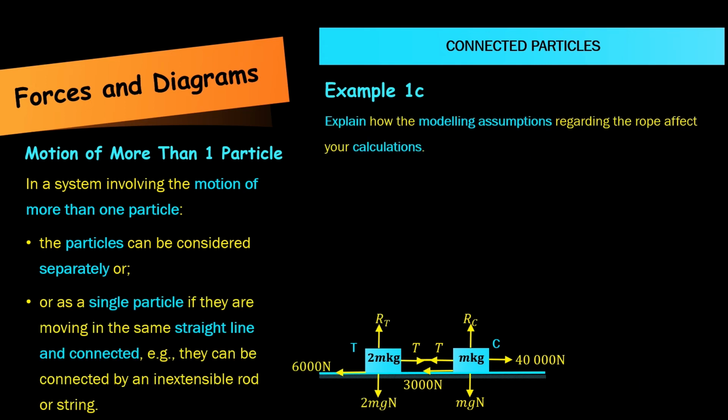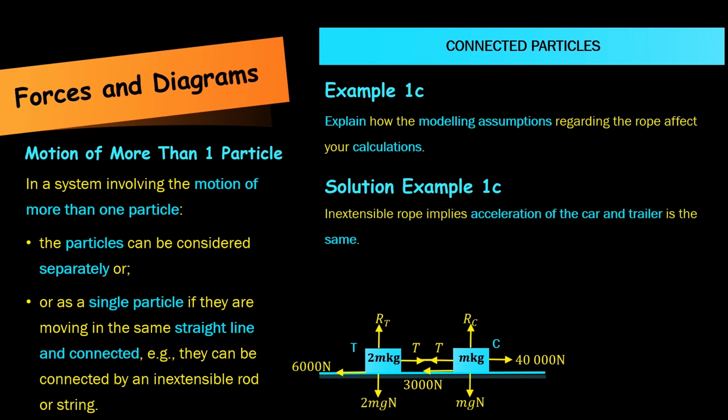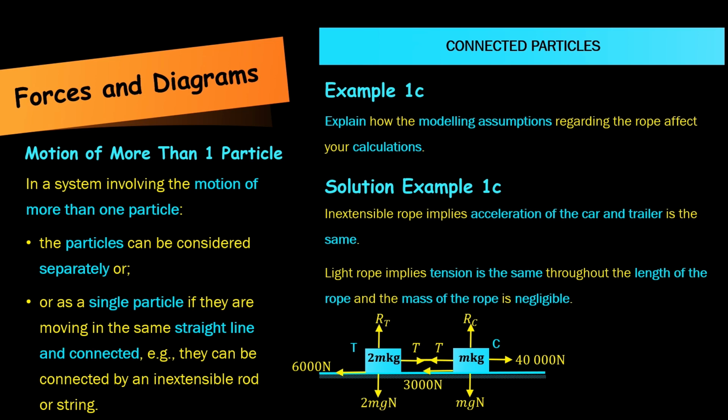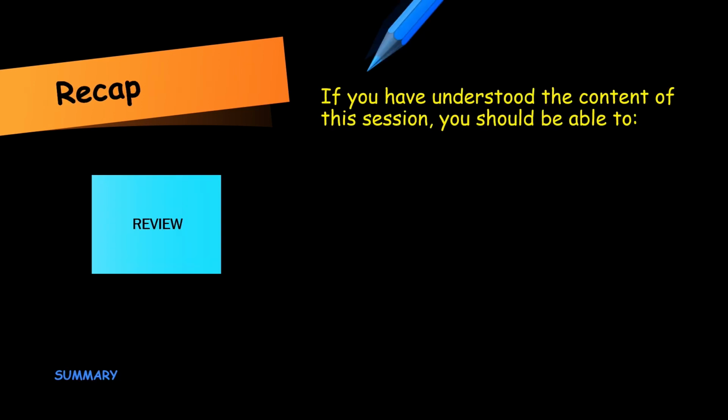And finally, for part C, we are required to explain how the modelling assumptions regarding the rope affect our calculations. So let's solve this. The inextensible rope implies that the acceleration of the car and trailer is the same. The light rope implies that the tension is the same throughout the length of the rope, and the mass of the rope is negligible. This brings us to the end of this session.